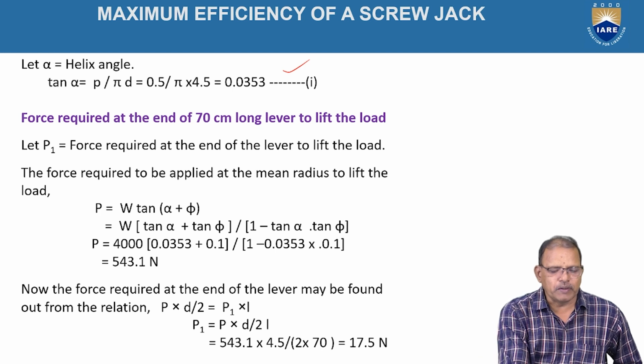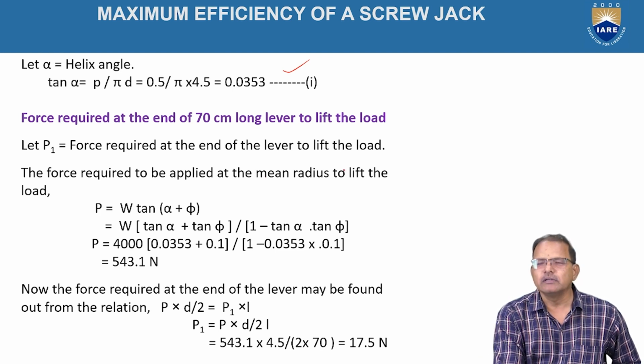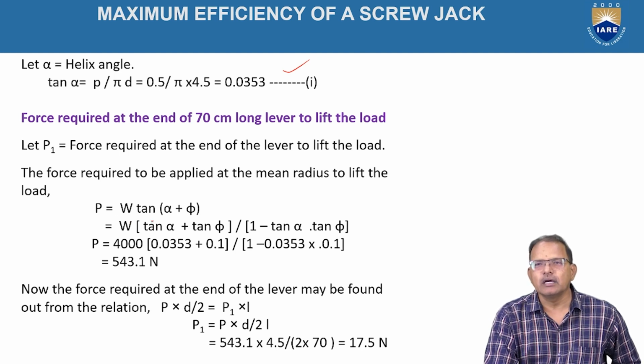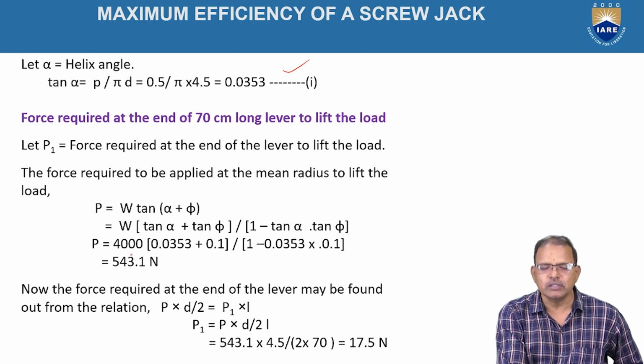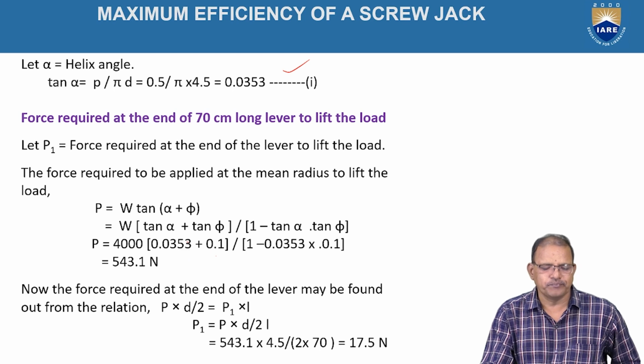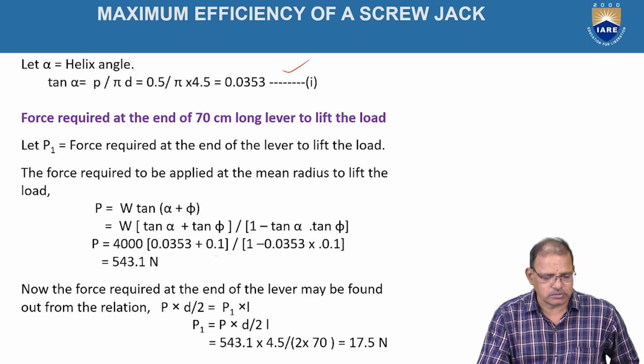Now the force required at the end of the 70 centimeter lever to lift the load. P1 is the force required at the end of the lever to lift the load. The force required to be applied at the mean radius of the screw to lift the load is given by P equals W tan of alpha plus phi, which is W into tan alpha plus tan phi divided by 1 minus tan alpha tan phi. Substituting the values W = 4000, tan alpha = 0.0353, and tan phi = 0.1, we get P = 543.1 newtons.